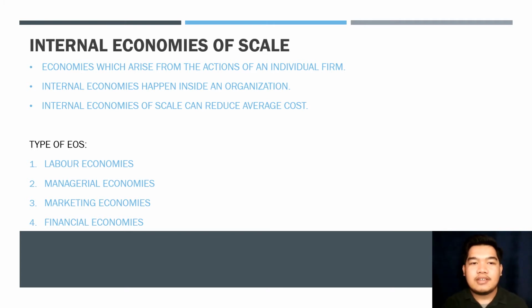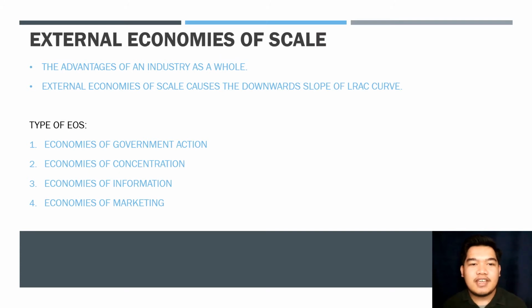Next, we will look at the external economies of scale. This is the advantage of an industry as a whole, and external economies of scale cause the downward slope of the LRAC curve. There are a few types that I choose: economies of government action, economies of concentration, economies of information, and the last one is economies of marketing.